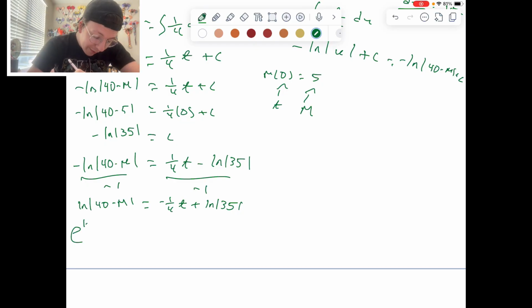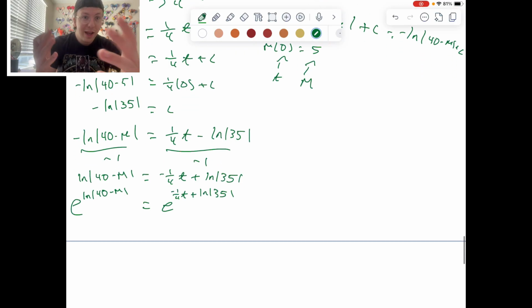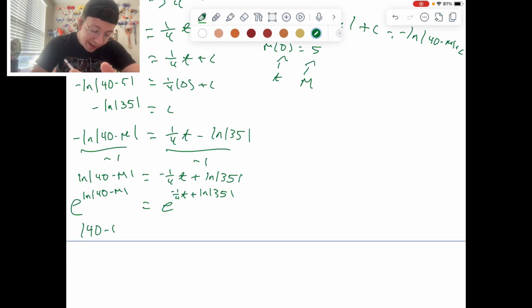E to the power of natural log of the absolute value of 40 minus m is equal to e to the power of negative 1/4 t plus natural log of 35. E to the natural log, they cancel each other out. So I'm just left with what's left in the exponent, which is that absolute value of 40 minus m. And that's equivalent to e to the power of negative 1/4 t.